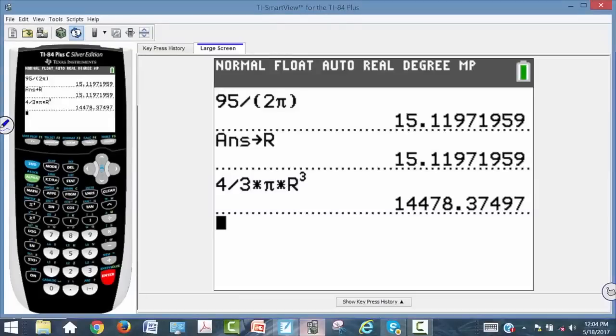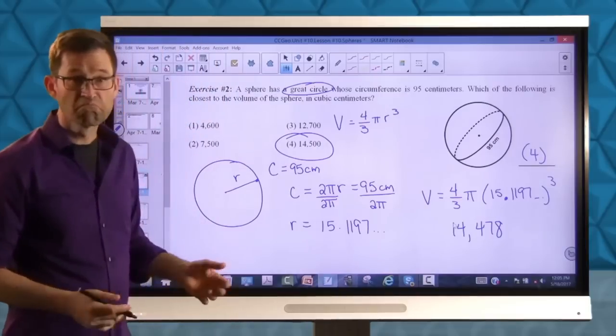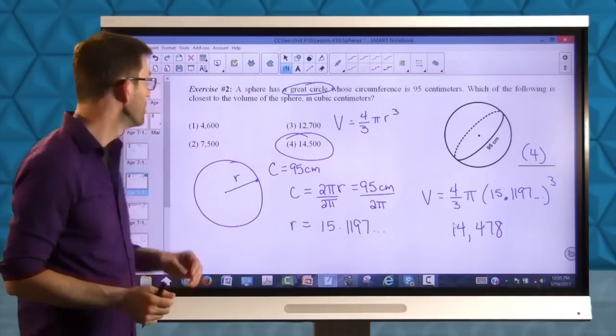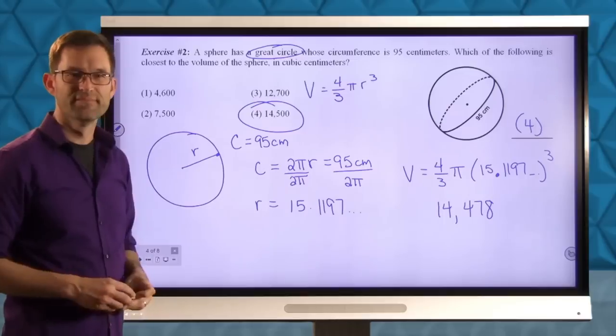14,478. Which one is closest? Well, the closest one is 14,500. Right? Pretty close. There we go. Let me have you take a look, and then we'll move on to another problem.